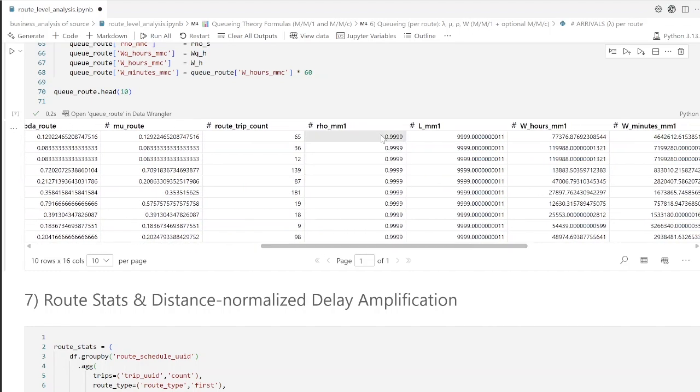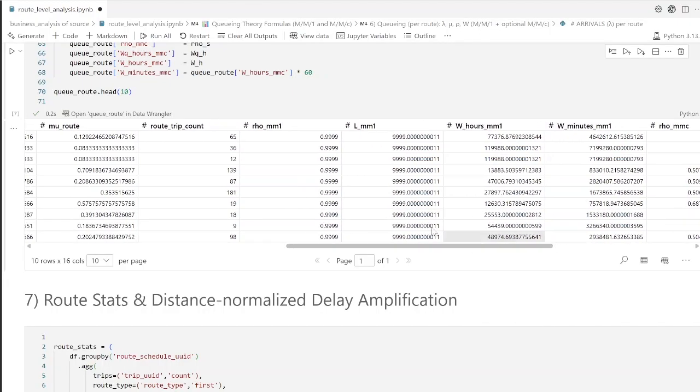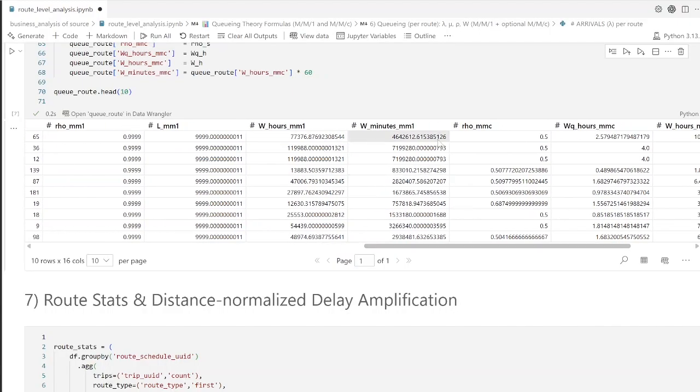Rho is the ratio of lambda by mu. L is the number of trucks waiting to be processed. W hours is the expected processing time in hours for the entire 65 trucks. Same thing when we convert it into minutes.